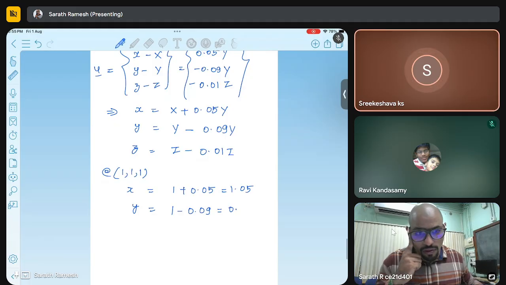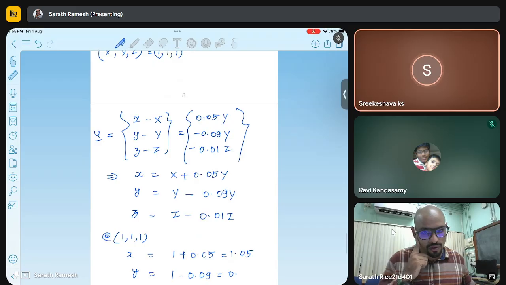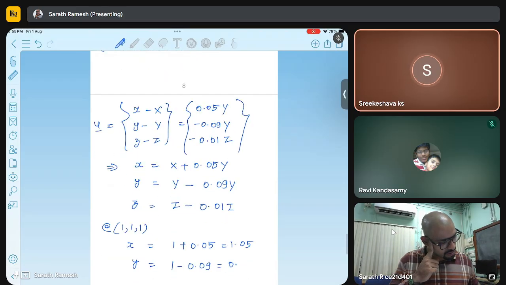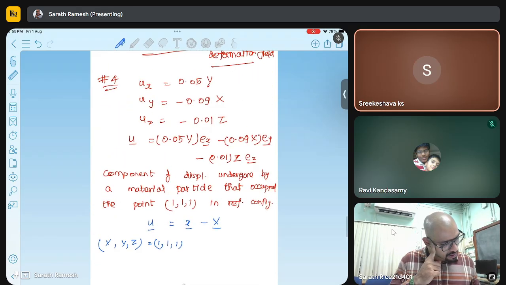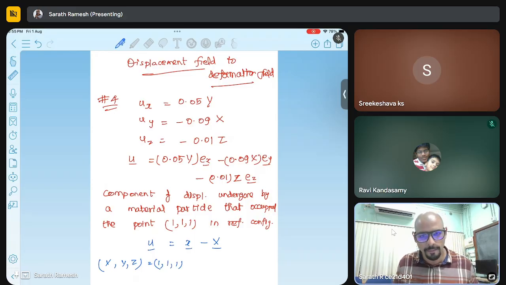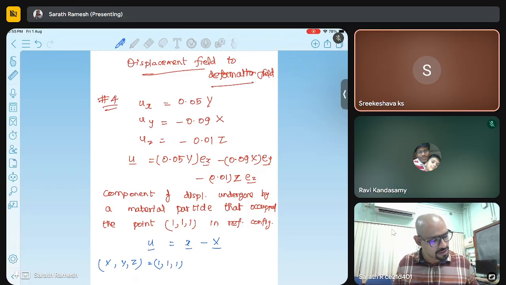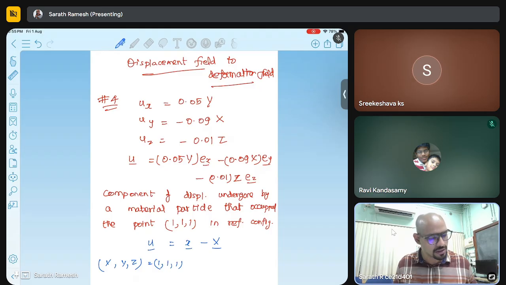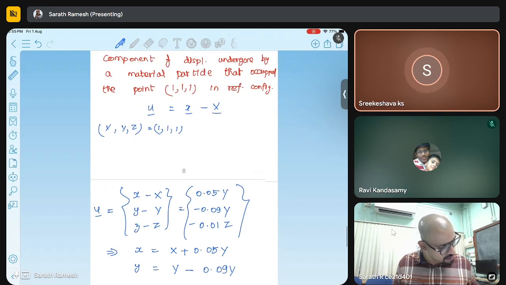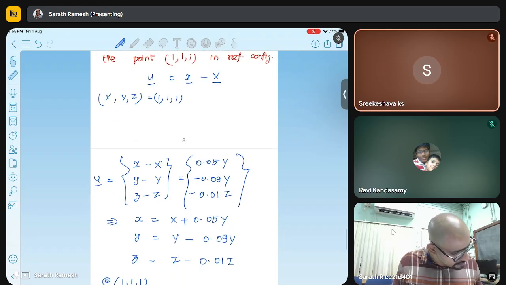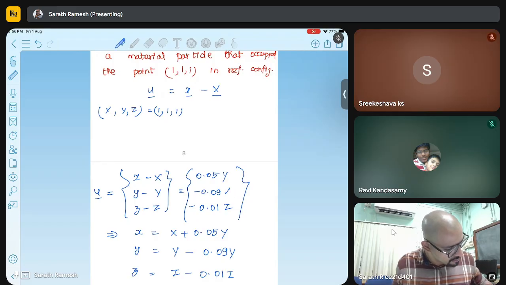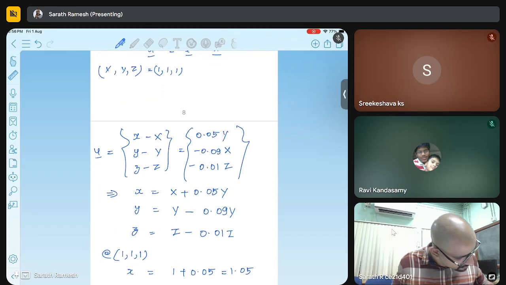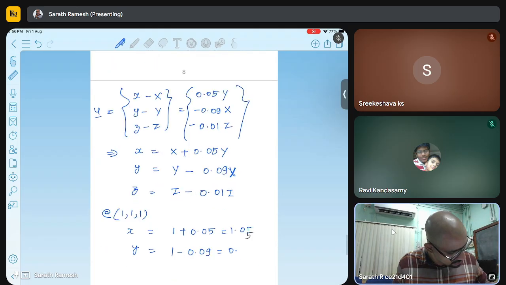Sir, the given uy is minus 0.09 times capital X or capital Y in the given problem? That is the x. Ux, Uy. Uy is minus 0.09 capital X. Yes, sir, when we come to substitution, that is the x, right, sir? Yes, here, right? Yes, sir. Thank you. Yeah, correct.